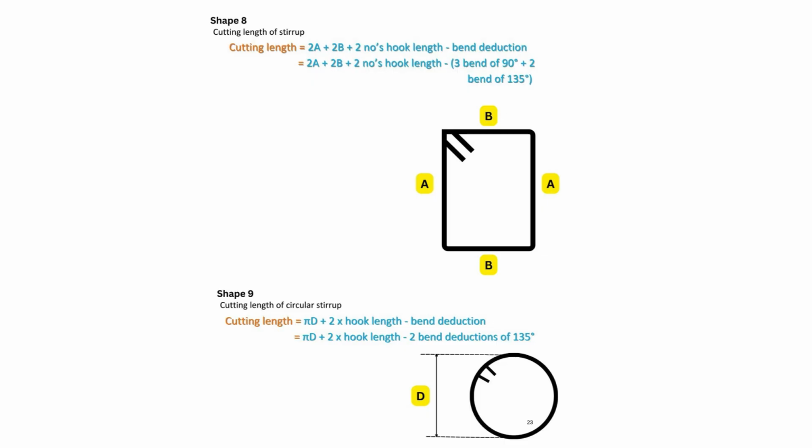Bend deductions breakdown. Each 135 degrees bend equals 3D deduction. 2 bends equals 2 times 3D equals 6D. Final formula. CL equals pi D plus 2 times 10D minus 6D. Or in simpler terms, CL equals pi D plus 20D minus 6D equals pi D plus 14D.